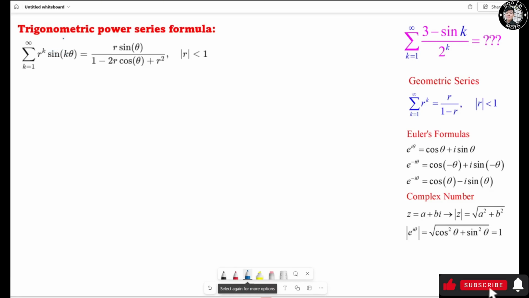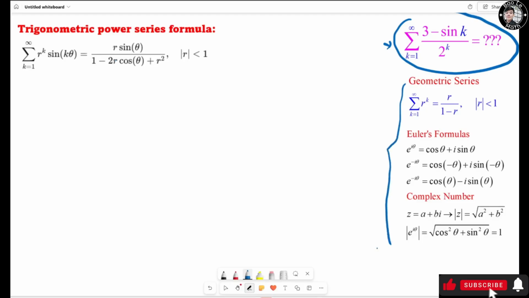Hello everyone, in this video we're going to learn how to prove this trigonometric power series formula. This formula was used to calculate the sum of this series in the last video. Please check out the link in the description below for this video. Now, in order to prove this formula, I'm going to use information right here.